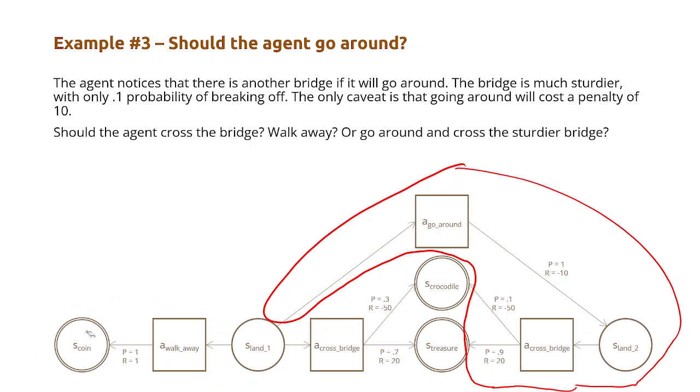So this represents the extension of the Markov decision process. It just extends the older MDP that we have created. I added the go around action, which transitions to SLAN2. Then when you are in SLAN2, you only have one action, which is to cross the bridge. When you cross the bridge, there is a 0.1 probability of falling down to the crocodile, and then there is a 0.9 probability of actually arriving at the treasure.